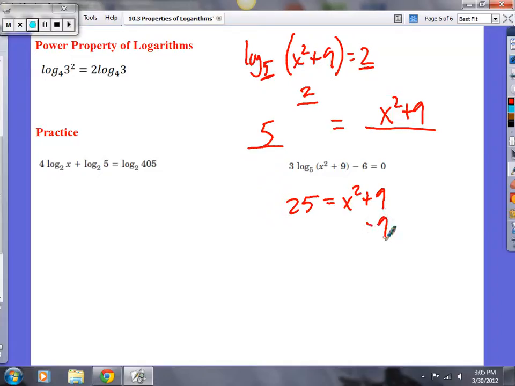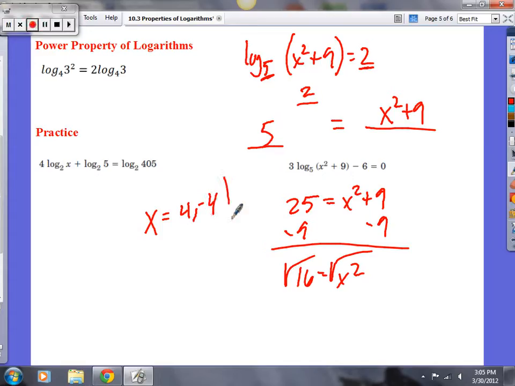So it's minus 9, minus 9, 16 equals x squared. Do the square root of both sides. x is going to equal, same as in the previous problem, I need both roots, the 4 and the negative 4. And then maybe let's be a little suspicious of that negative 4. Let's plug negative 4 in and see if it's going to work.